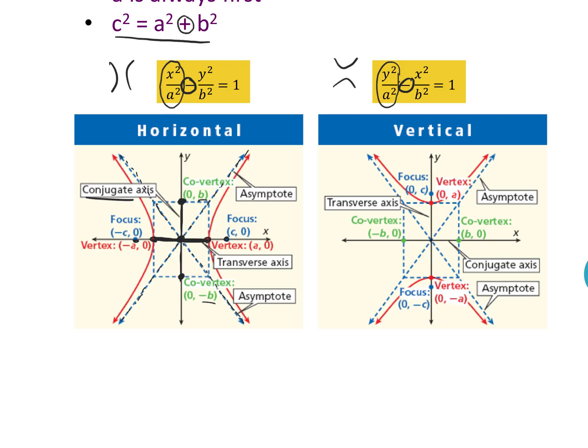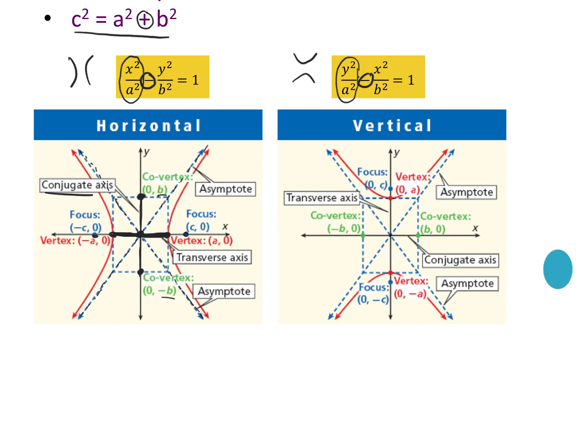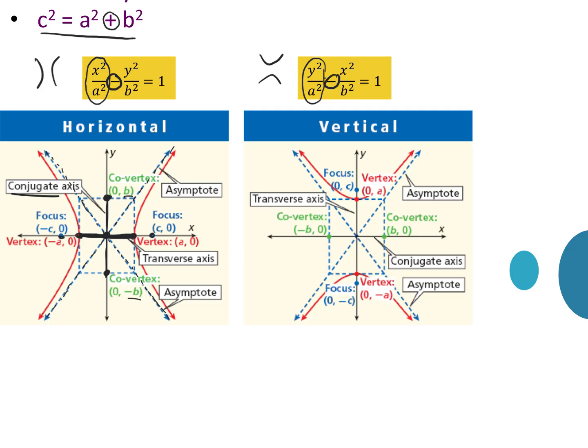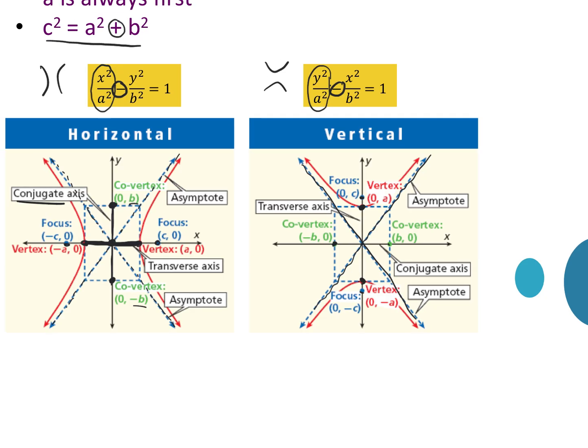So from one vertex to another, that is the transverse axis, and that's where most of the important stuff lies. You'll notice we have the same exact thing over here for a vertical hyperbola, just everything looks flipped. My vertices now are up and down, my foci are up and down, my co-vertices are side to side, but I still have asymptotes, which you're going to find using your a and b values, which I'll talk about in the next slide.